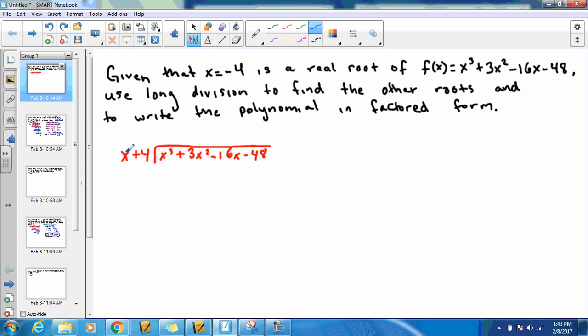So I'm going to take this x and divide it into this x cubed. Another way of looking at it is saying what times x would give me x cubed. That will be x squared. So x squared times x gives me x cubed. x squared times 4 gives me 4x squared.